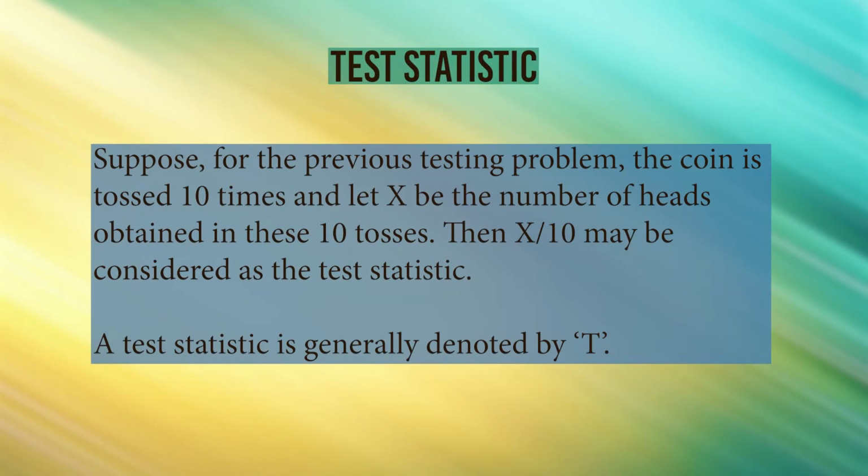Suppose in the previous testing problem, for p equals half against p not equal to half, we toss the coin 10 times and X is the number of heads obtained. So X by 10 is the sample proportion of heads. X by 10 may be considered as a test statistic in this situation. Normally we denote a test statistic by capital T.